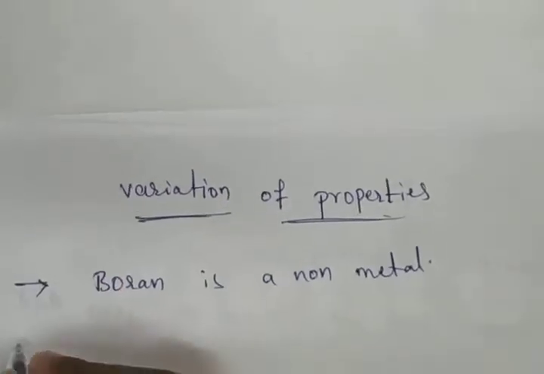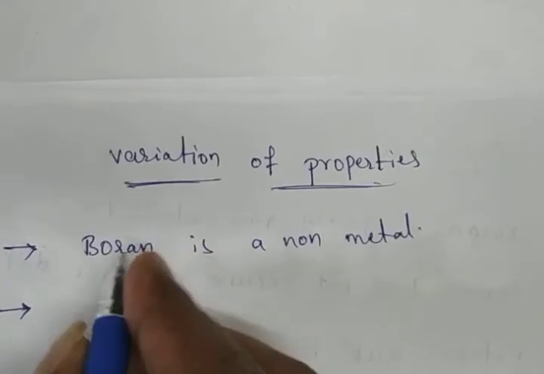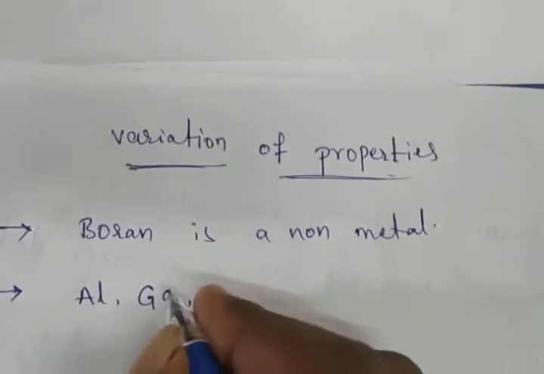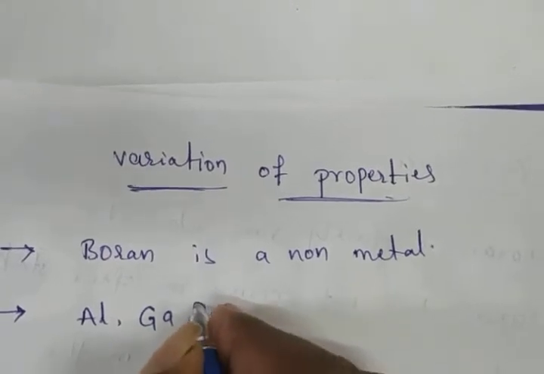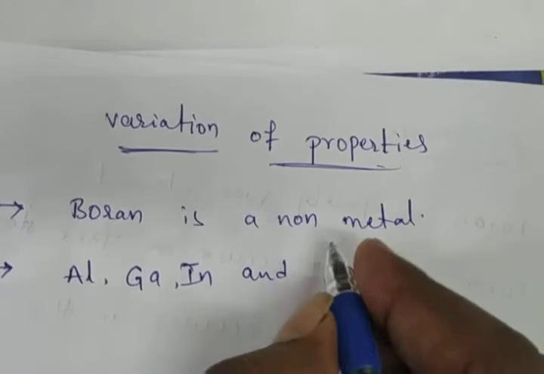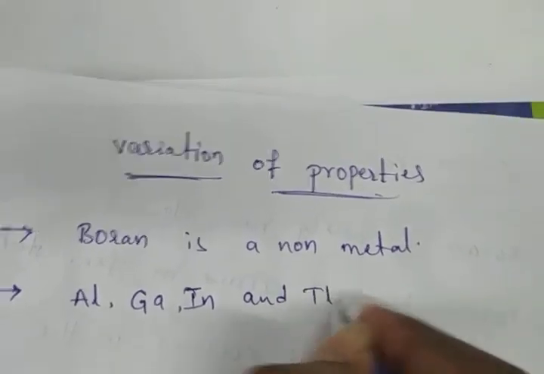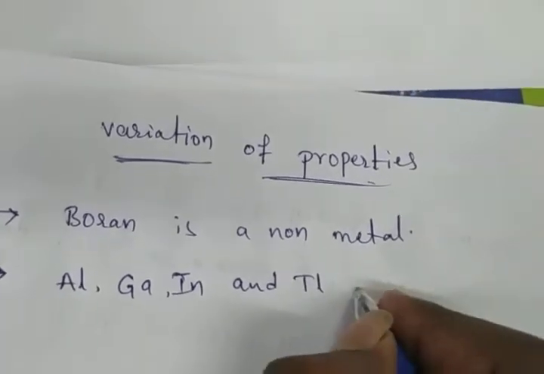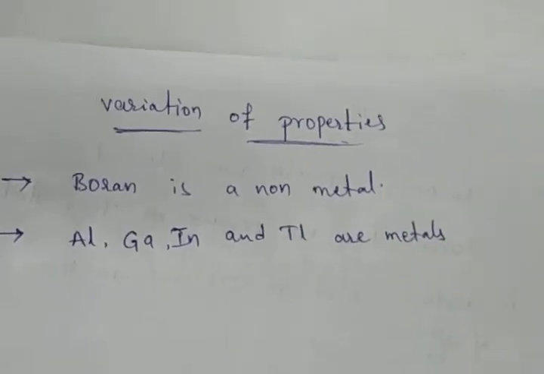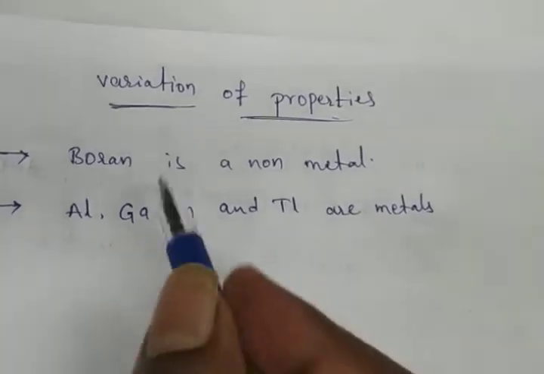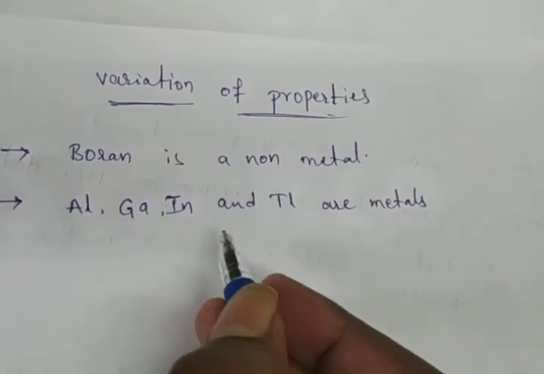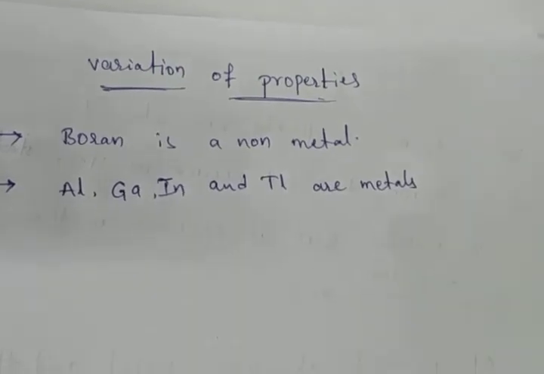Which are the metals? Aluminium is a metal. Gallium is a metal. Aluminium, gallium, indium and thallium. What is the symbol of thallium? Tl. These are the metals. In 13th group elements, only boron is a non-metal. The remaining are metals. Aluminium, gallium, indium, thallium are metals.